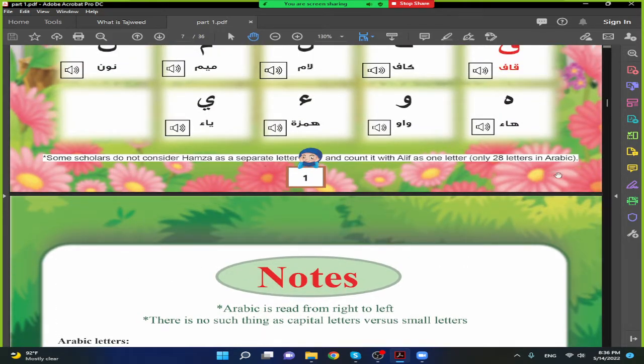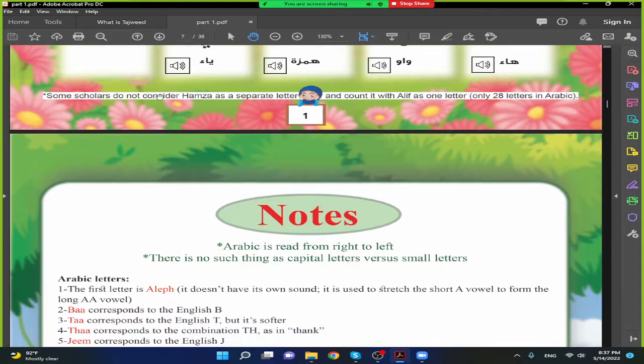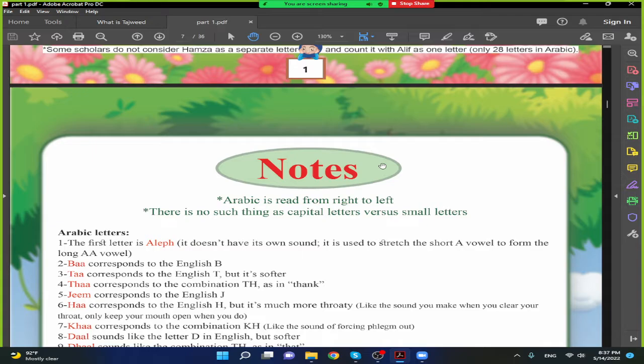But remember this note as well. Some scholars say 28 letters because they consider the Hamza and Alif as one letter. They do not consider Hamza as a separate letter. They consider that Hamza is the Alif or Alif is the Hamza. So that is why they say 28 letters. In general there are 29 letters.